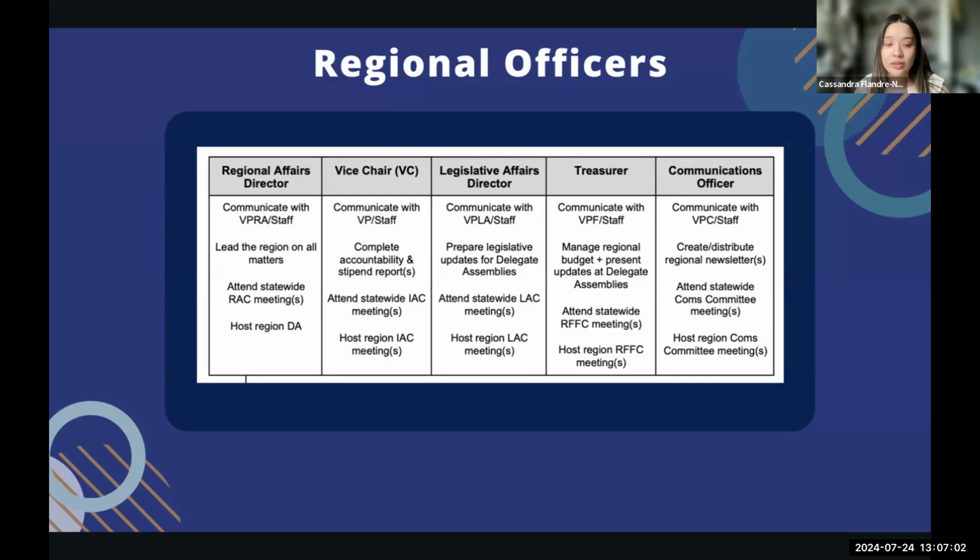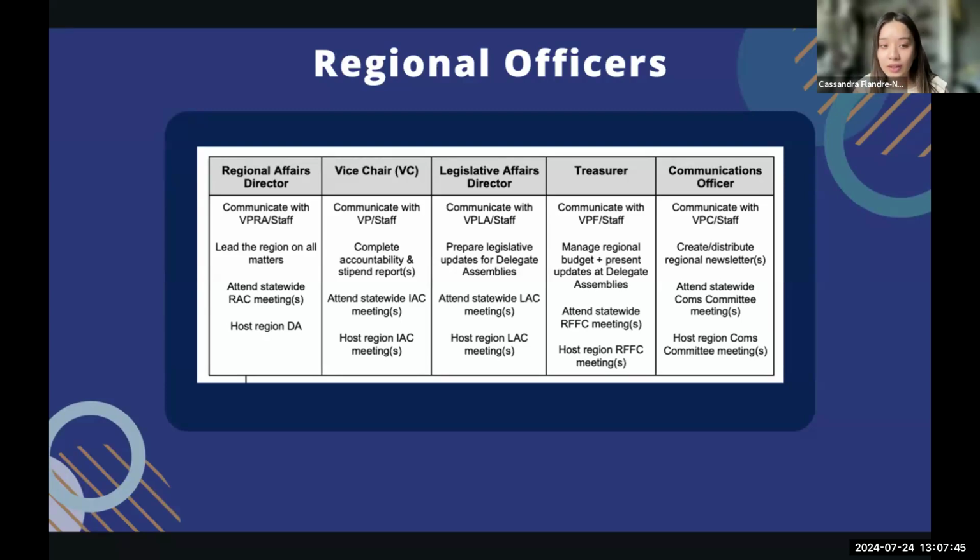With the regional affairs director, this person communicates with both the vice president of regional affairs and staff. They lead the region on all region matters and also attend the statewide regional affairs committee meetings. They also host each month the region delegate assemblies. So this is something to be aware of because say a regional affairs director resigns, or you don't have a regional affairs director, or they're unable to attend a regional affairs committee, then you will be expected as the vice chair to help assist in serving in that role until that vacancy is filled, or just for that meeting if the regional affairs director is unable to attend. That's the sort of mindset you should be aware of that you will be serving in as a vice chair.